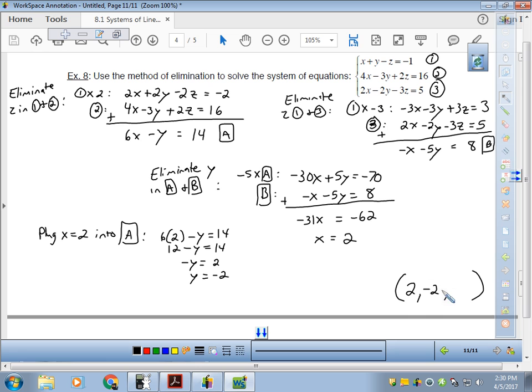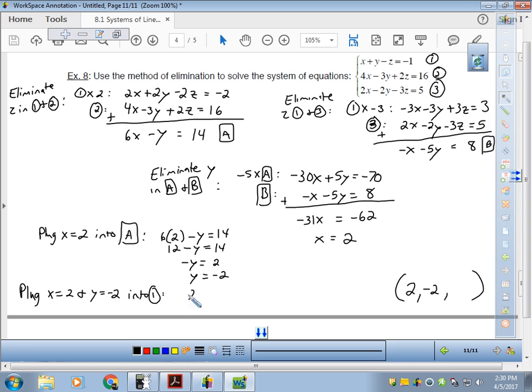Okay. So now I have x and y. The last thing I need is z. To find z, I need to plug back into one of my original equations. So I am going to plug x equals 2 and y equals negative 2 back into equation number 1.